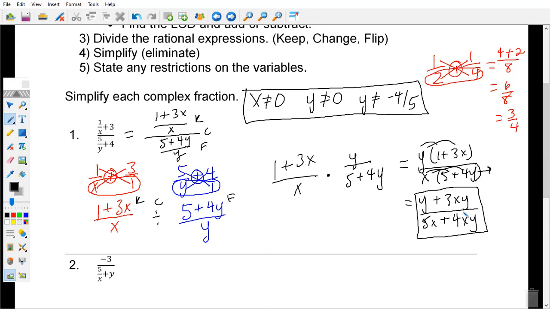So remember, when you're looking at your denominators, you're asking what would make my denominator equal to 0. Well, we already know x can't be 0. That was one of the first things we stated. But now we're down to 5 plus 4y. So if I have 5 plus 4y equal to 0, what do I need to do to get y by itself?